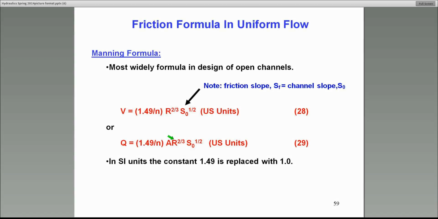So what I'm going to do is take equation 29 and solve for that unknown in terms of all the knowns. And then we'll use the graphical method to solve for the depth. Keep in mind about this 1.49, that's in US units. In SI units, if the problem is in SI, please replace that with 1.0. So Manning's formula involves 1.0.